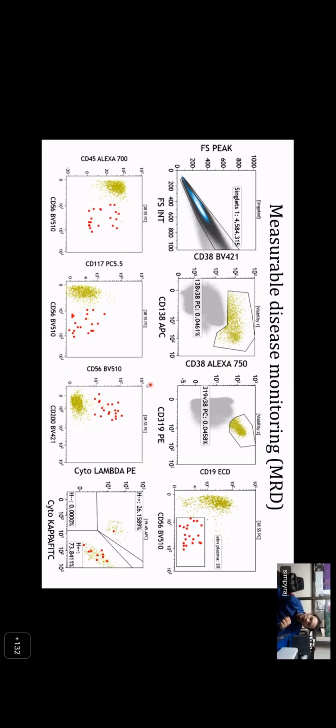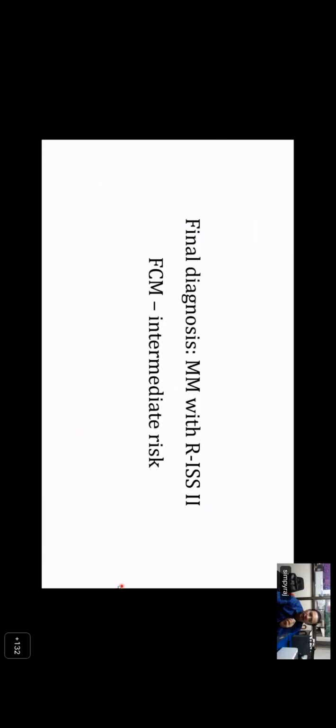Okay, so this is just an example. You can see we identified the plasma cells here, and these are the abnormal plasma cells which are 19 negative, 56 positive. You can see the 45 also low, and they are all kappa restricted plasma cells. So in this case, the MRD was 0.0004%, that is 4 cells in 1 million cells. So the final diagnosis in this patient was multiple myeloma with revised ISS staging of 2, stage 2. So intermediate risk myeloma.